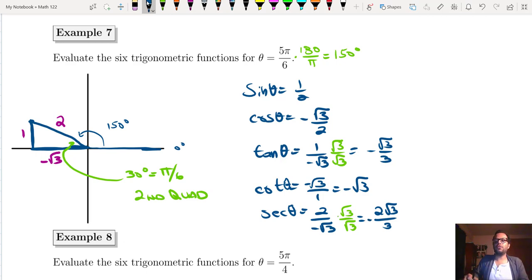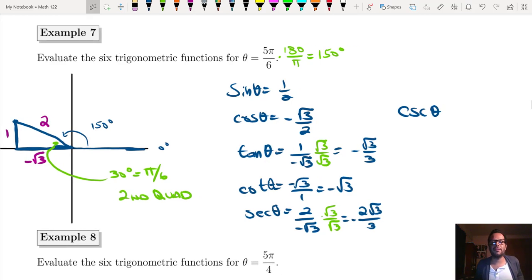Okay, and cosecant theta. Well, in this case, I should have written 5 pi over 6 instead of theta, right? I'm just writing theta, it's the same, right? Cosecant, which will be hypotenuse over opposite. That is 2 divided by 1, which is 2. All right. And there we have the 6 trigonometric functions.